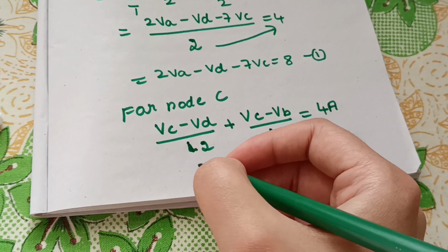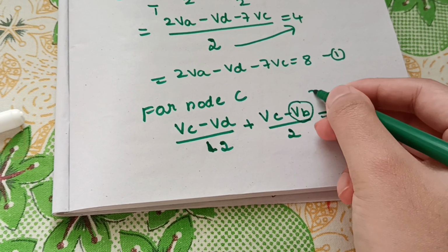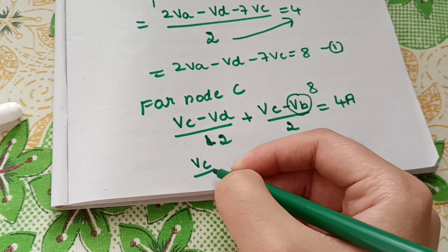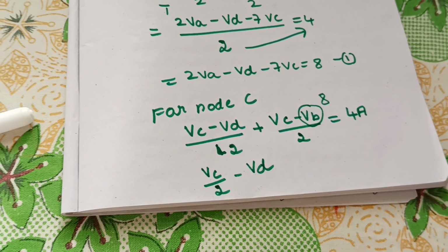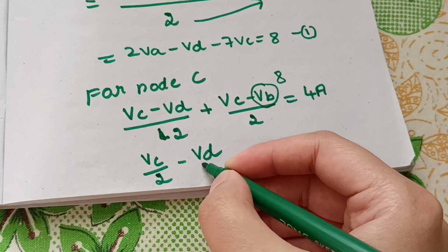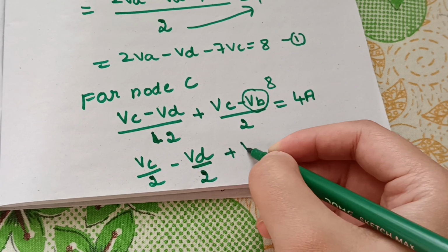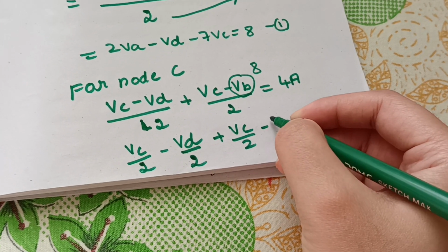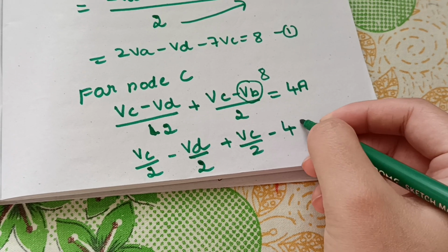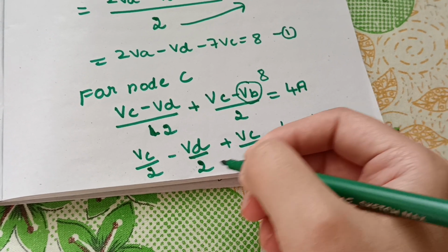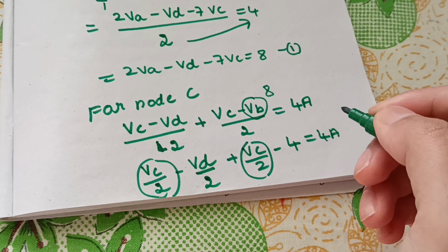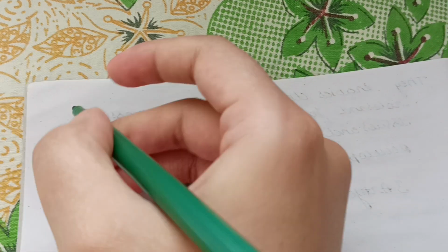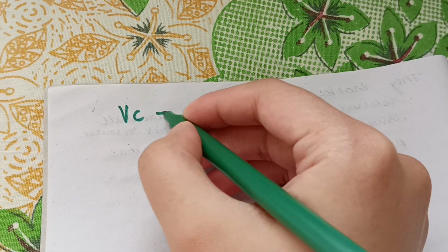Now here, let us try to substitute 8 over here. And this is VC by 2. Okay, sorry for the distraction. VC by 2 minus VD by 2 plus VC by 2, so that is minus 8 by 2, which is equal to 4 ampere. So this VC by 2 and this VC by 2, that is 0.5 VC plus 0.5 VC, will become equal to VC itself, right? Yes.